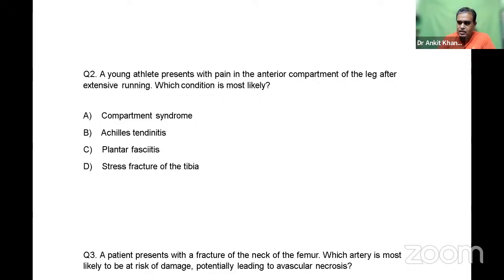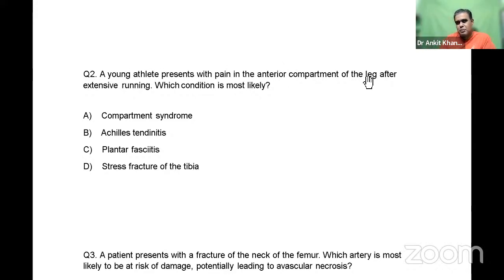You should know that whenever a patient comes to you with pain, you have to take a proper history: when it started, how is the pain, when does it occur, what are the aggravating factors, exactly which side, what are the associated features with it, and a lot of questions. But in the MCQ, they are only saying pain in the anterior compartment and a young athlete.